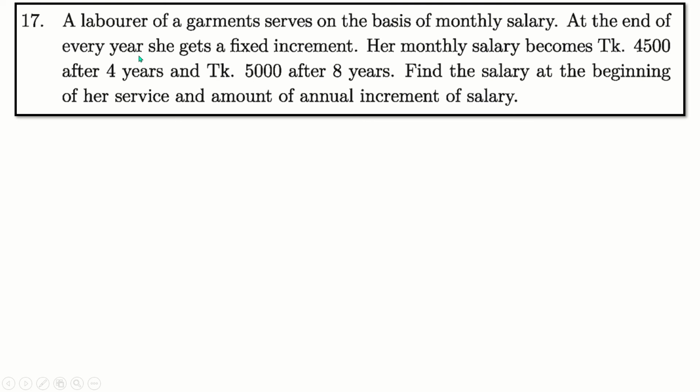70 number. A laborer of a garment factory serves on the basis of monthly salary. At the end of every year she gets a fixed increment. Her monthly salary becomes taka 4,500 after 4 years and taka 5,000 after 8 years. Find the salary at the beginning of her service and the amount of annual increment of salary. That means we have to find the beginning salary and increment.